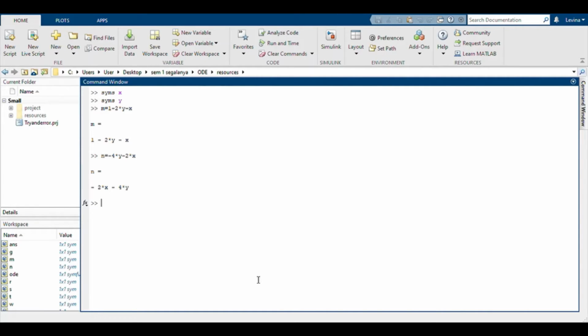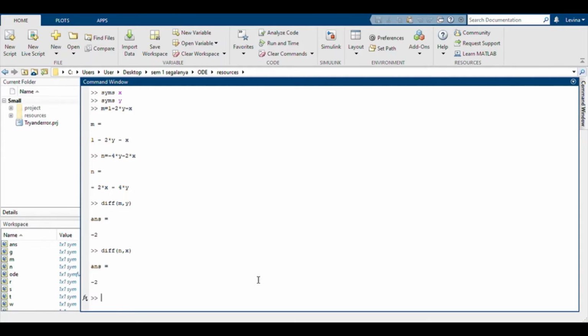After we set the values in m and n, we find the derivative of m in terms of y, and derivative of n in terms of x. Here we can see that both derivatives of m and n are negative 2. Hence, we know that this equation is an exact differential equation. So our answer in calculation is true.